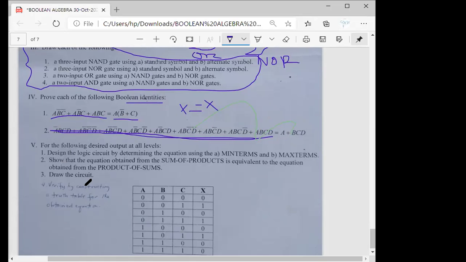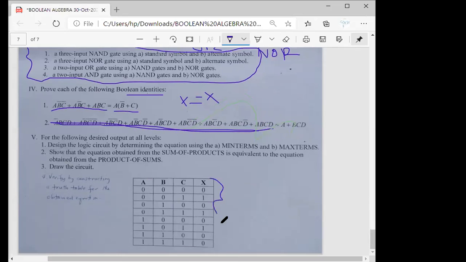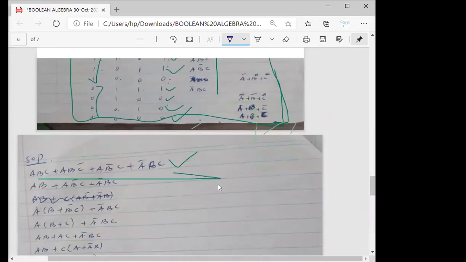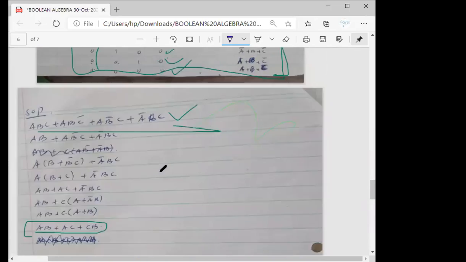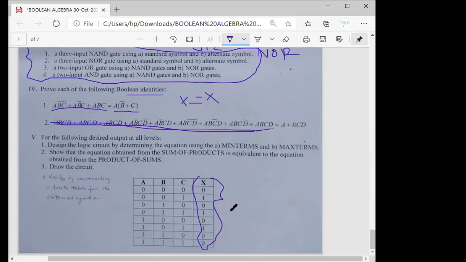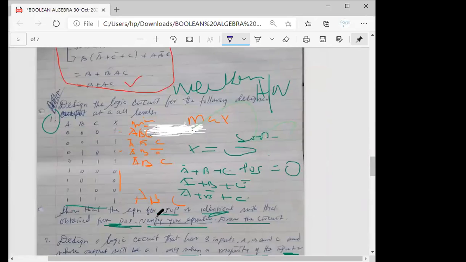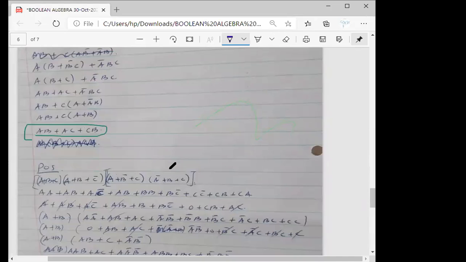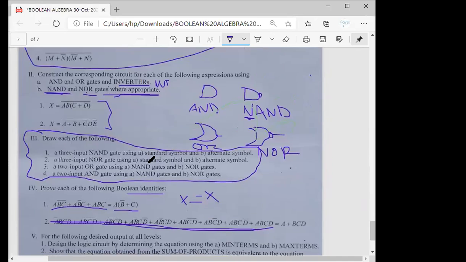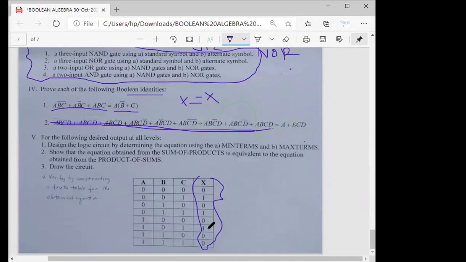For the following desired output at all levels, design the logic circuit by determining the equation using the min terms and max terms. So this equation is given here. The output is given like the one that we did in the first case. So you do this one and check if you can follow. First of all, start with this one. If you can do number 2 and number 1, and you can follow 2 because 2 has been solved, then make sure that you check this one because it's in the same manner.